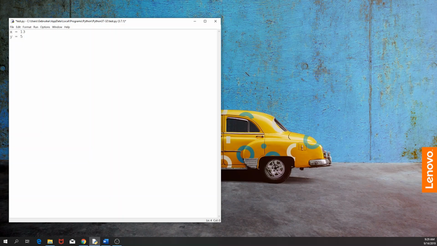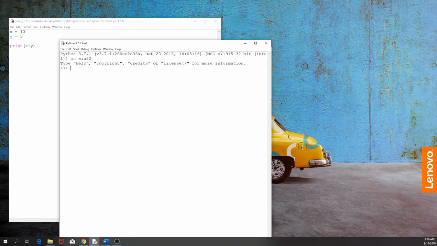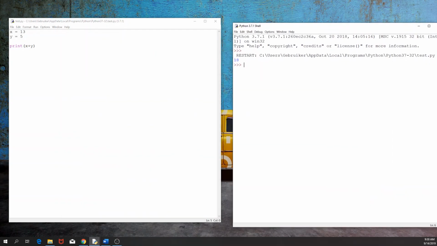We're going to begin with the basic addition, subtraction, multiplication and division, and the syntax is exactly the same as if you're using a calculator. So if I print x plus y, I'm going to add the two values together and the output would be 18. If I want to subtract them and see the difference, I use the minus sign and then the answer is 8.